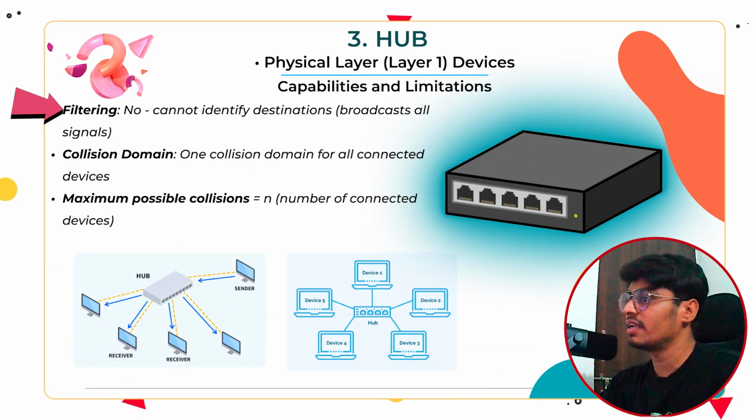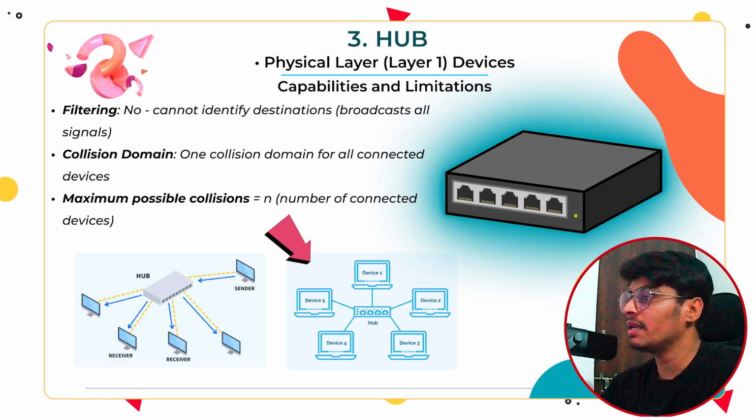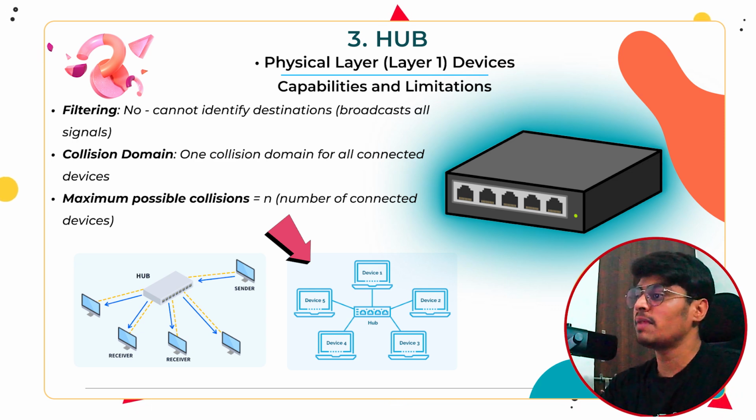Now next is filtering. Let's say device 1 is sending a message to device 2. If 1 sent a message, then it will surely reach 2, but along with 2 it will go to 3 and 4 also, as there is no filtering, because this is not software, just pure hardware. So it can't decide for which MAC address or interface this message is meant.